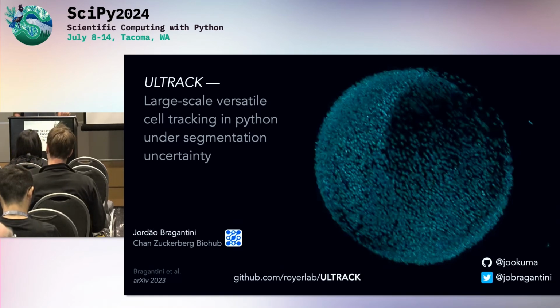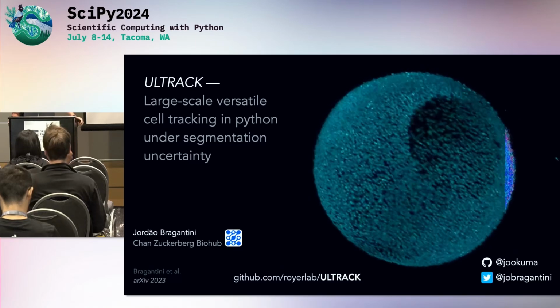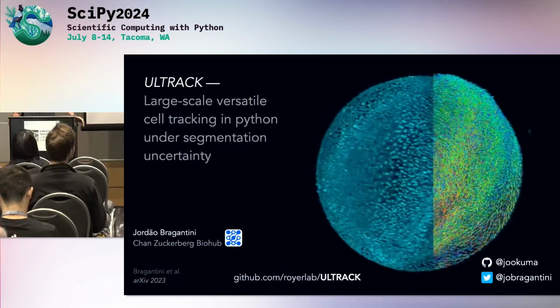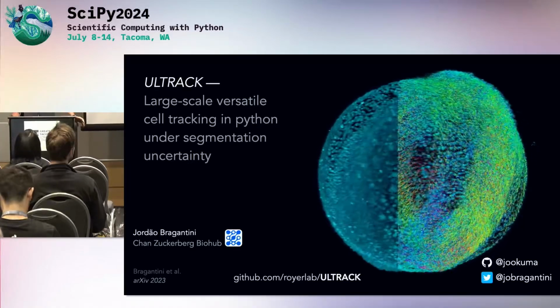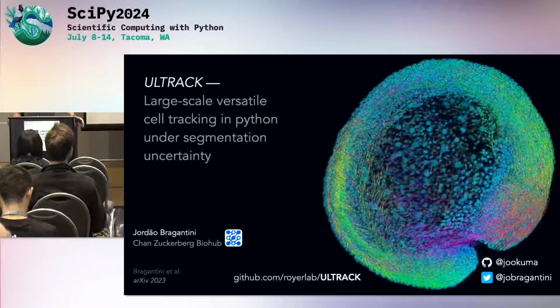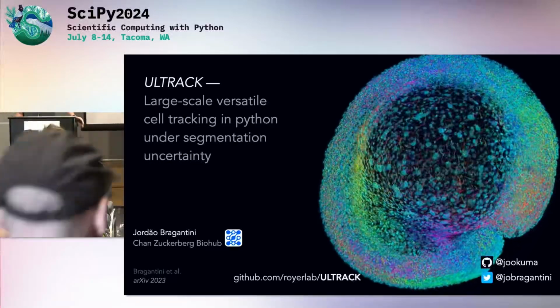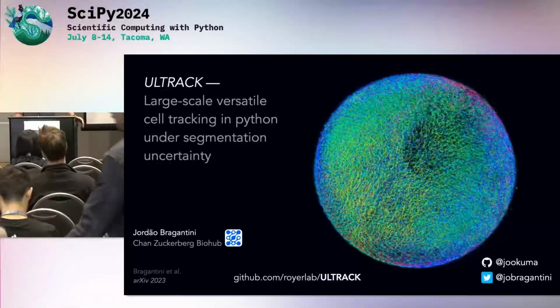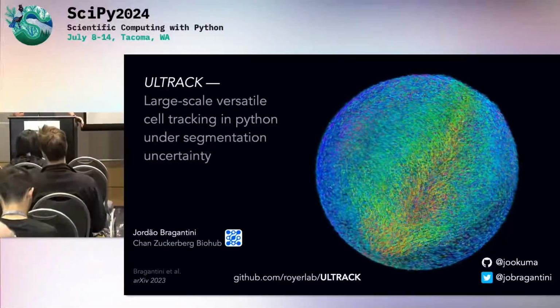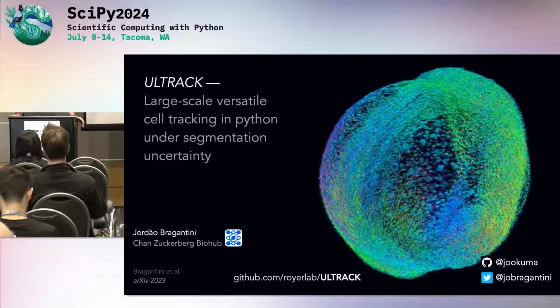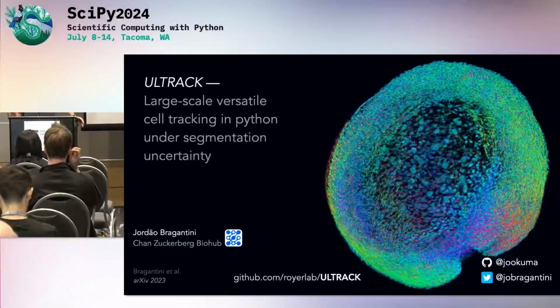Hi everyone. Today I'm going to tell you about the tracking software we developed originally to track zebrafish embryos. We are working in the Royal Lab at Biohub, and there we are trying to understand how the embryo's tissue is organized. Starting from very early development, we want to see how the cells pick different fates, which will result in the different organs in the organism.